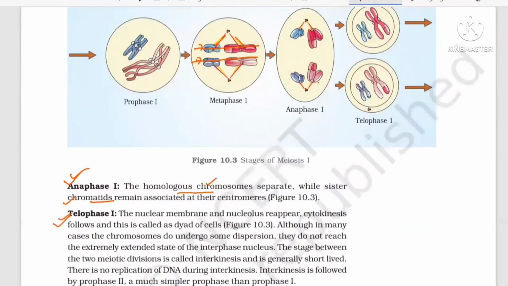Now telophase 1: nuclear membrane and nucleolus will reappear, cytokinesis will occur. We are making a dyad of cell. Chromosomes do not undergo dispersion. The stage between the 2 meiotic divisions is interkinesis, it is short-lived. Please remember, it is not interphase. Don't confuse it with interphase, it is interkinesis. There is no replication of DNA.